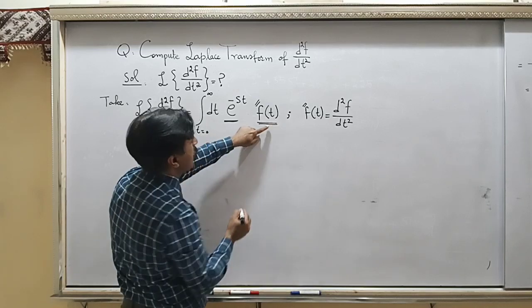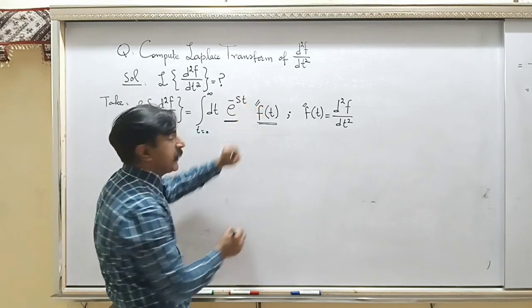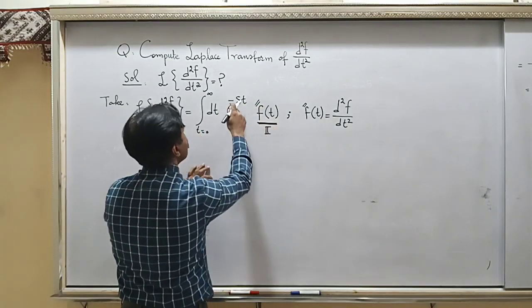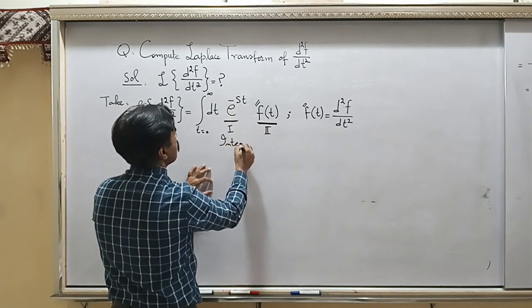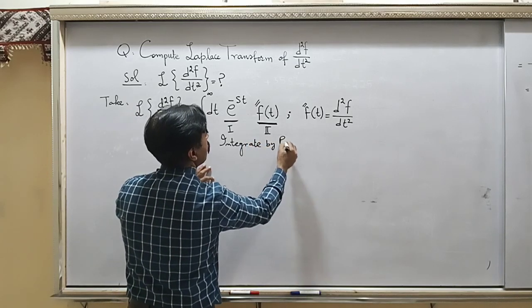Now you have a definite integral and there are two factors in it, factor number 1 and factor number 2. In factor number 2 you have the derivative of the function f. So where you have the derivative, you take it as the second function and this one as the first function and integrate by parts.